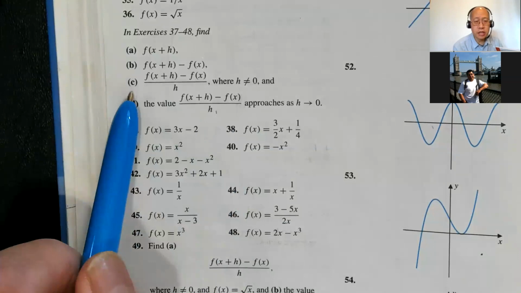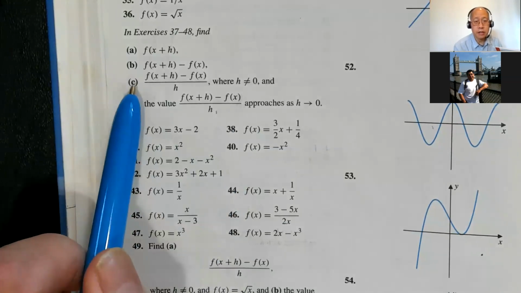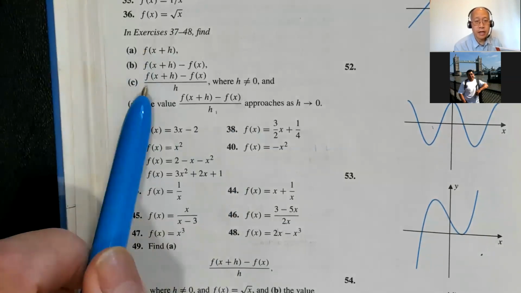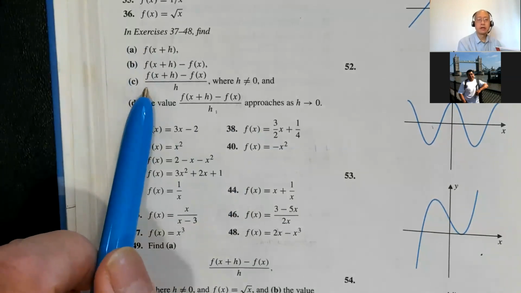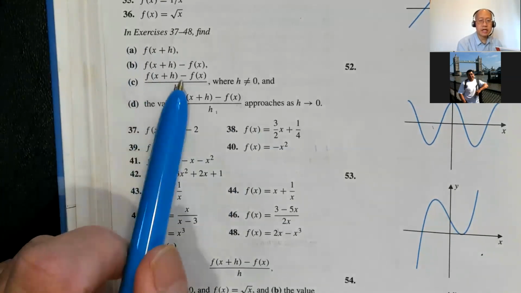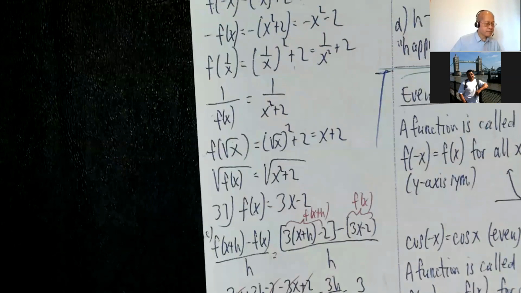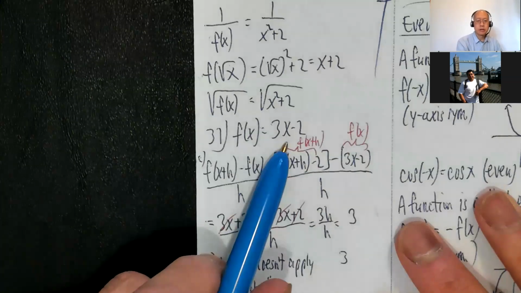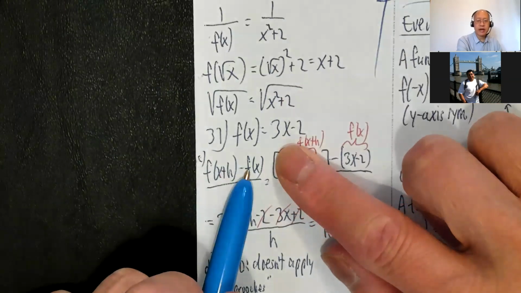I'm going to jump straight to C, because if I do C, I'm really doing A and B, am I not? Take a look. If I just go straight to C, C has that, and C has that. So I'm going to start with C, so to speak. I'm going to do f of x plus h minus f of x all over h. f of x is 3x minus 2. So this is letter C, f of x plus h minus f of x.